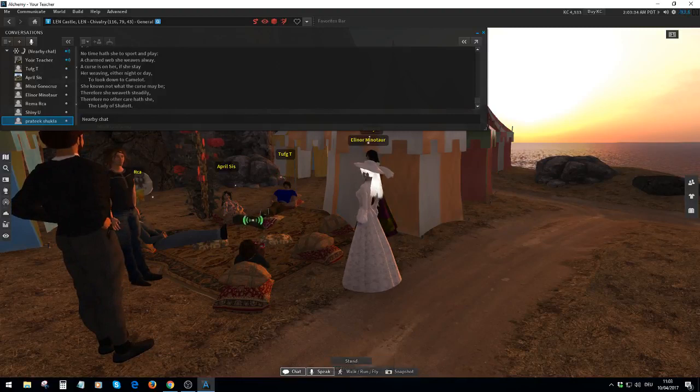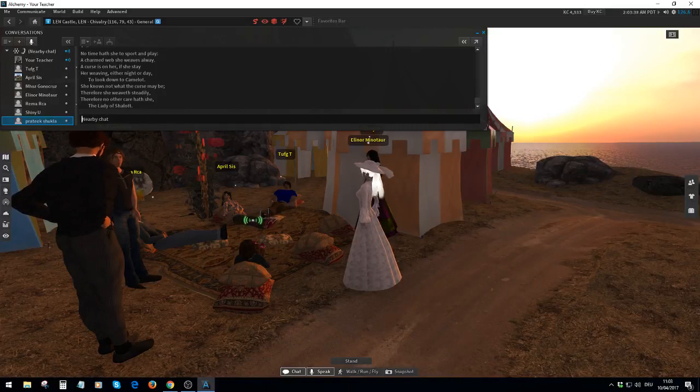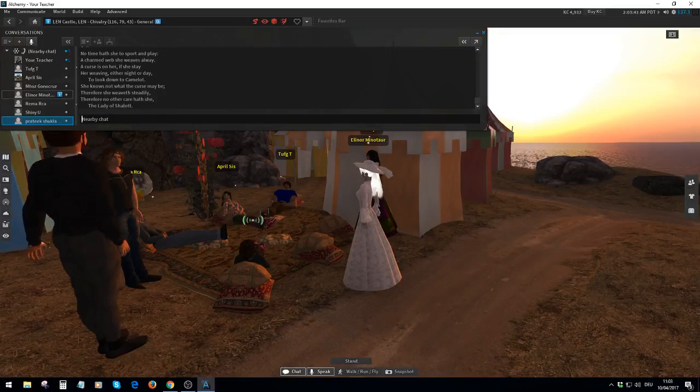Remember, Shalott. That's it. It's got to rhyme with Camelot, the Lady of Shalott. Okay, very good. Nicely read.